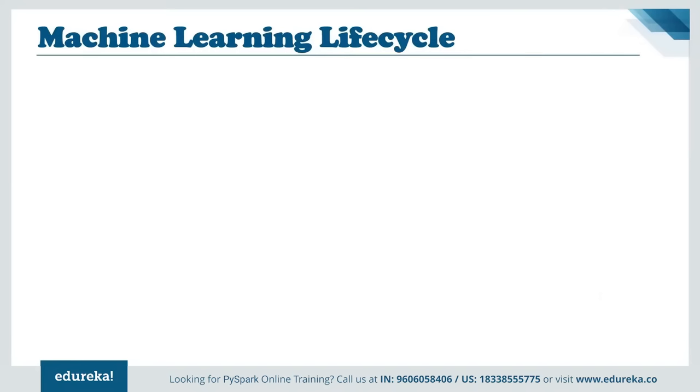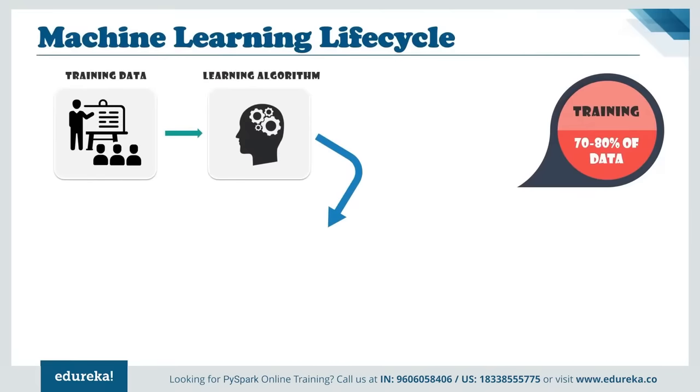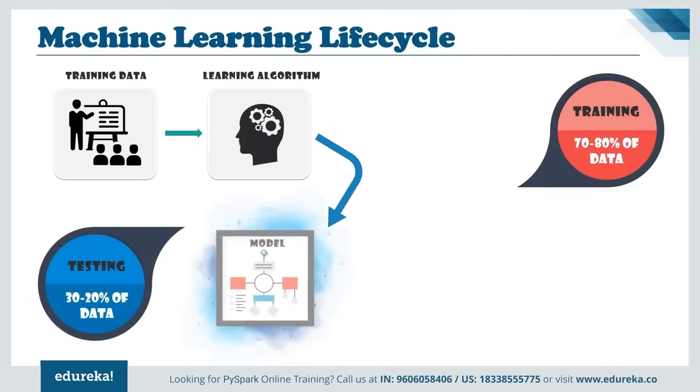Now, let's have a look at a typical machine learning lifecycle. Any machine learning lifecycle is divided into two phases. The first one is training and the second one is testing. Now, for training, we use 70 to 80% of the data, and the remaining data is used for testing purposes. So first of all, we train the data and we use a particular algorithm to train the data. And using that algorithm, we produce a model.